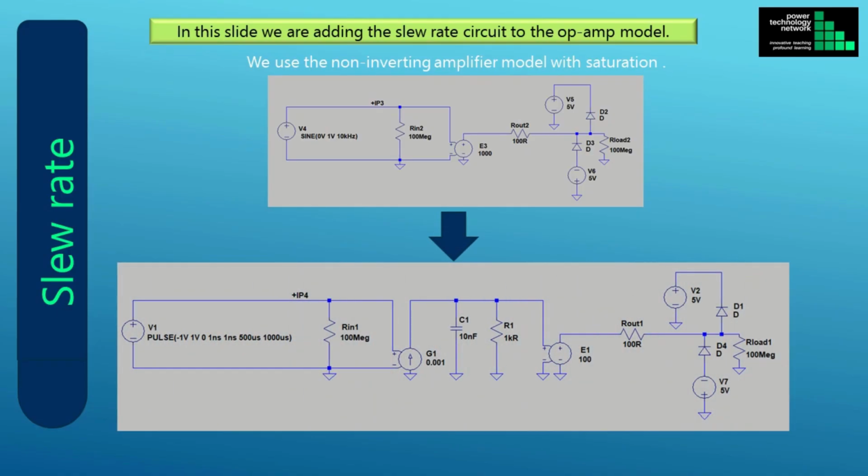And this is what the circuit looks like when we add the slew rate circuit. The slew rate circuit is circled in red. Note that the input to the slew rate circuit is a voltage-controlled current source, G1. The gain of this voltage-controlled current source is 1 milliamp per volt.